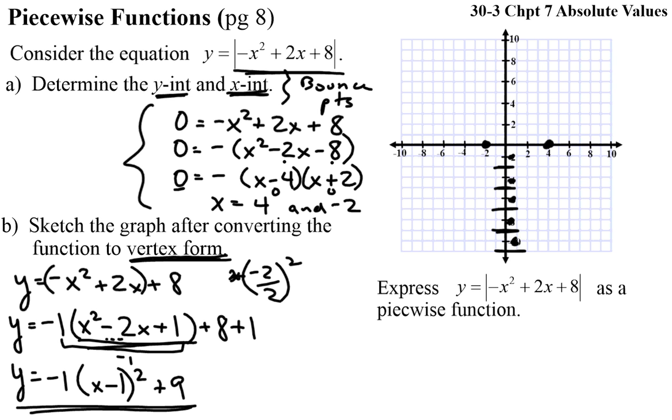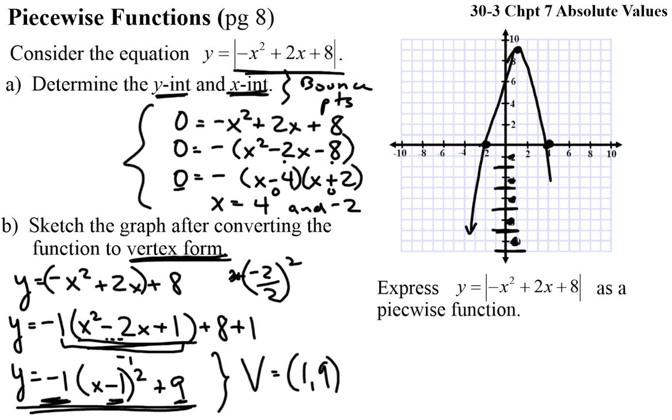Well, up here the x-intercepts gave us 2 points on the graph, our bounce points, and the vertex form gives us our vertex. Remember, the vertex is now at our p-value, which is 1, and our q-value, which is 9. So at 1, 9, we have our vertex, and we know that our a value is negative 1. It opens down, which makes sense. So there's our parabola through the vertex and through the x-intercepts. So that's y equal to negative x squared plus 2x plus 8.